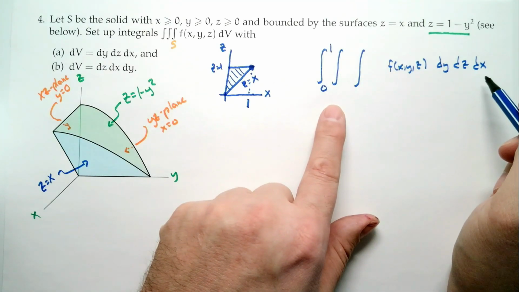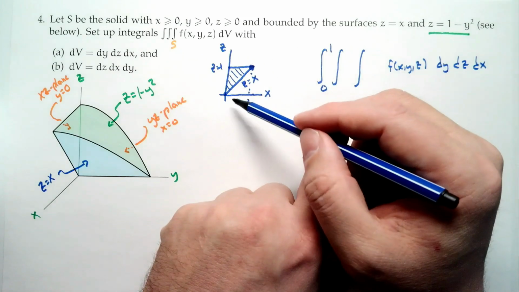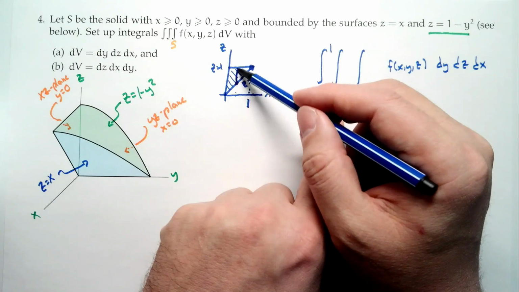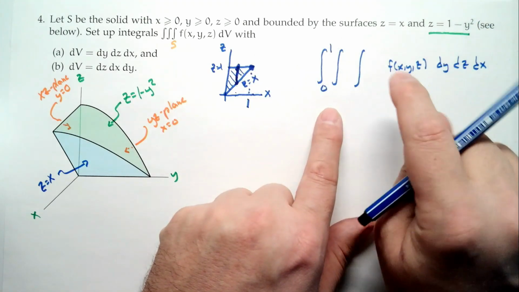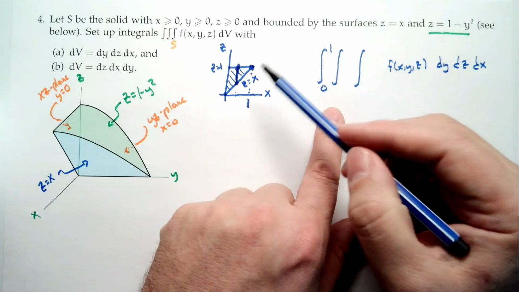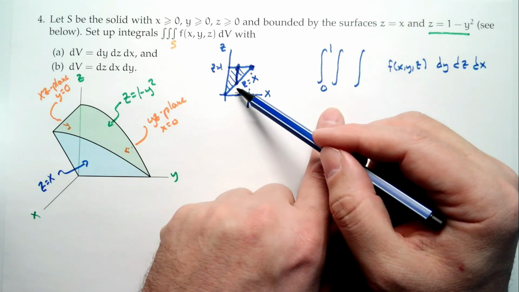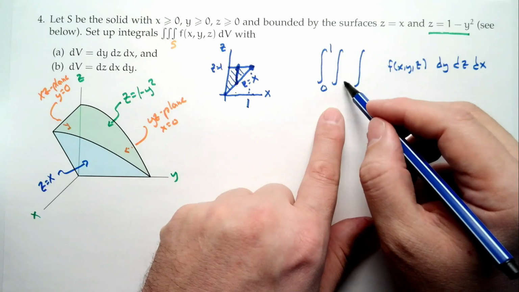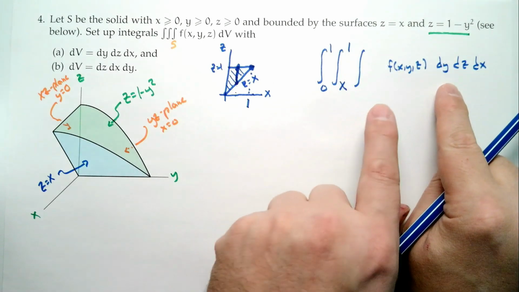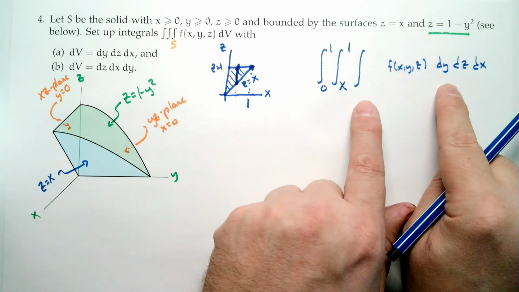Now, suppose I know x. Where does z go from? So if I have an x value, z goes between two curves. So I want two curves of the form z equals something. So I need to say, okay, where do I go from? Well, z equals x to z equals 1. So I write that as x, 1. Now we come to the inner layer, which is y.